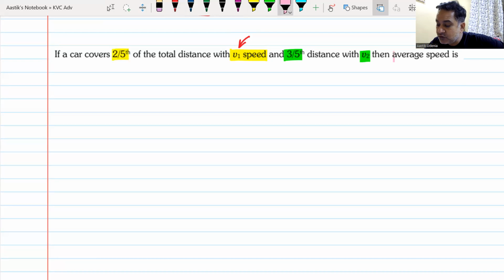What we have to find out is the average speed. Remember, we have only read the definition, and with that definition only, we have to solve this question. I hope you would be able to do this. Yes or no? Yes, sir. So here is your chance. I'll give you a minute to solve it.